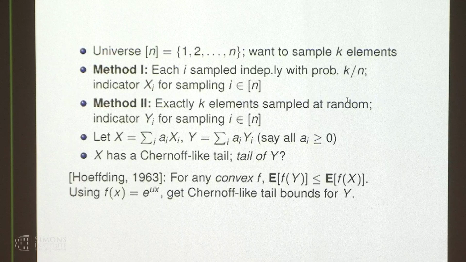As a warm-up, suppose we consider the following problem. You have a universe of n elements, and you want to sample k of them. The standard method is to sample each element independently with probability k over n. The nice thing is with independence, of course, you get a lot of tail bounds and correlations are nice and so on. But the other method that may be more useful in certain applications is to sample exactly k elements. So just sample k elements at random without replacement.